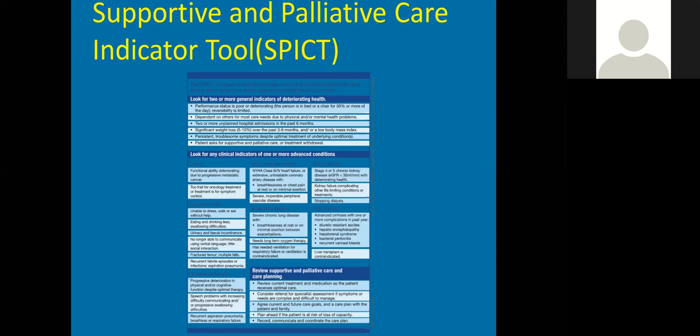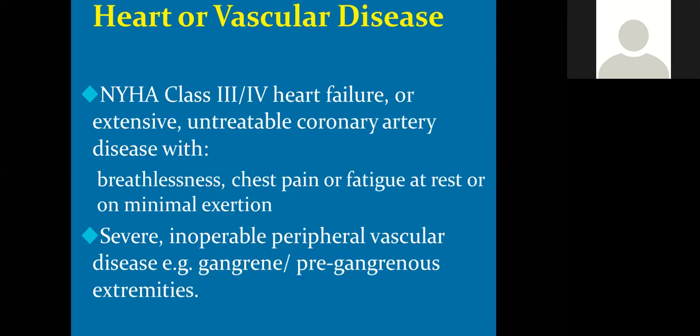In SPICT, for heart disease, they say that if you have New York Heart Association class 3 or 4 heart failure, or extensive untreatable coronary disease with breathlessness, chest pain, or fatigue at minimal exertion, or severe inoperable peripheral vascular disease, refer to palliative care. That is an indication when you have heart or vascular disease.